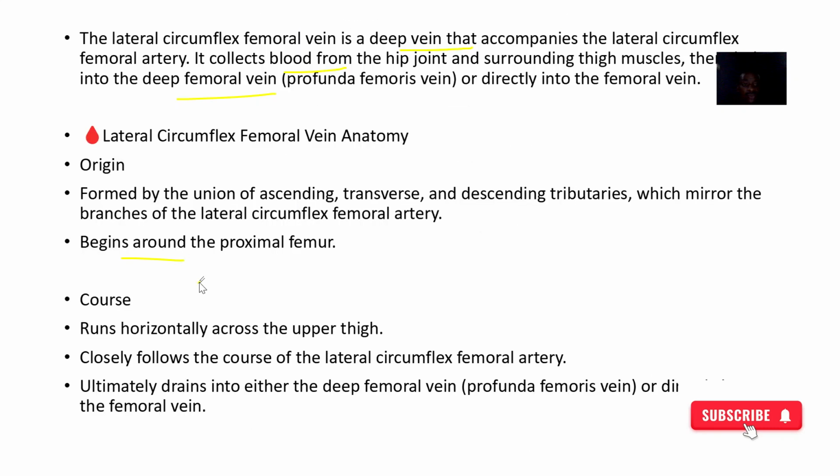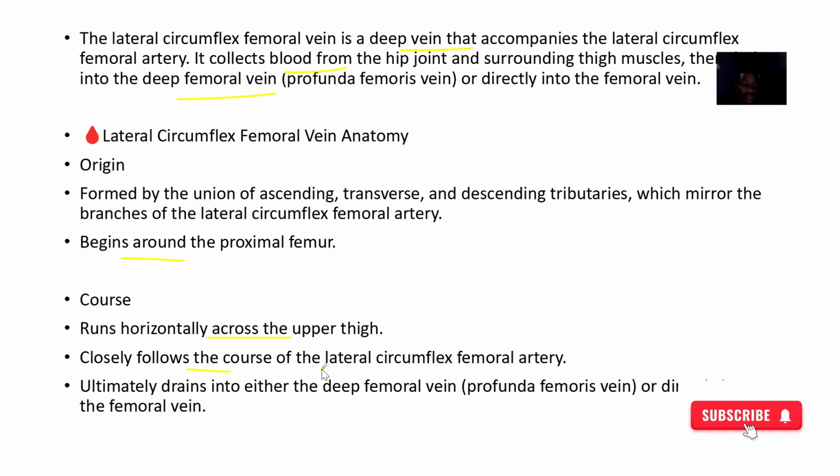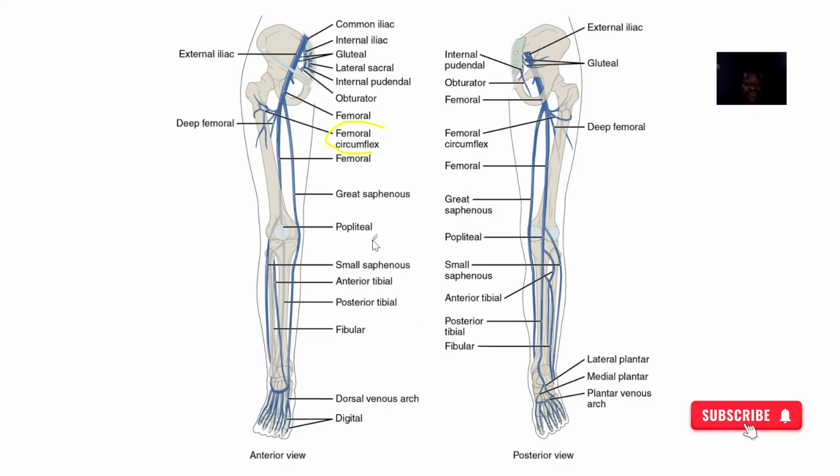As for its course, it runs horizontally across the upper thigh and closely follows the course of the lateral circumflex femoral artery. That means if you have a picture showing the arteries too, you see that it is side by side with the lateral circumflex femoral artery. So it ultimately drains into the deep femoral vein, also known as the profunda femoris.